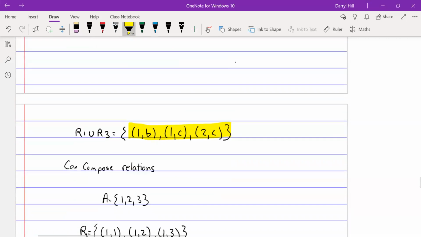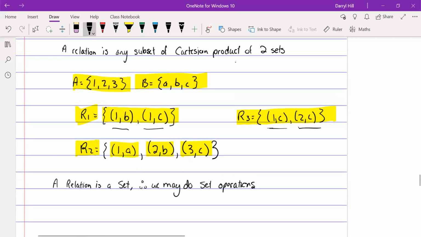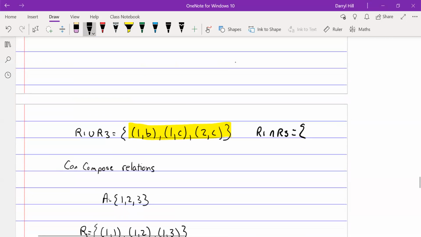And we can do, of course, I didn't show them, but you could do R1 intersect R3, which gives you, I believe, 1C.